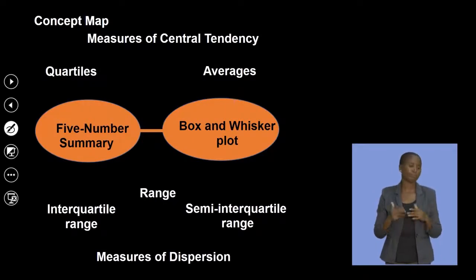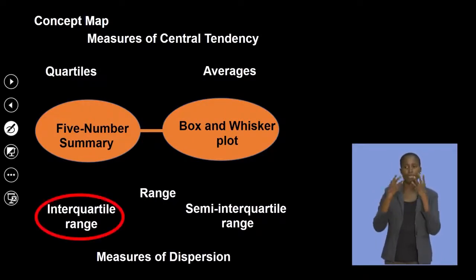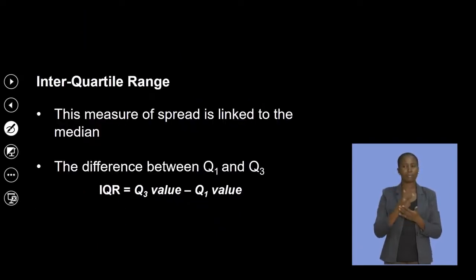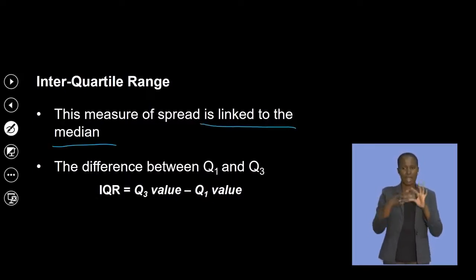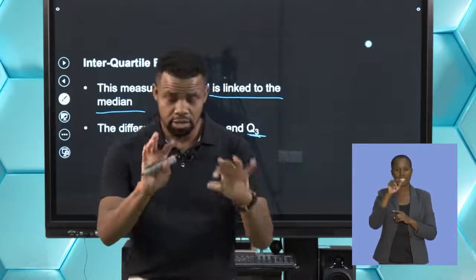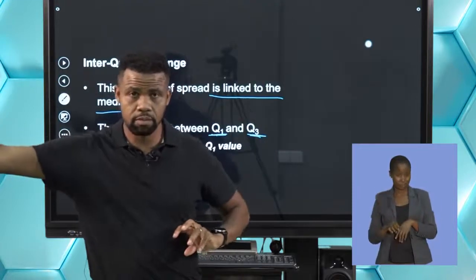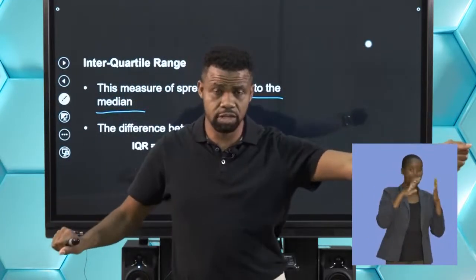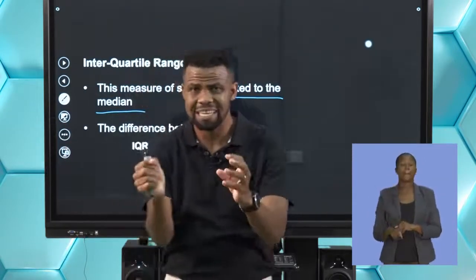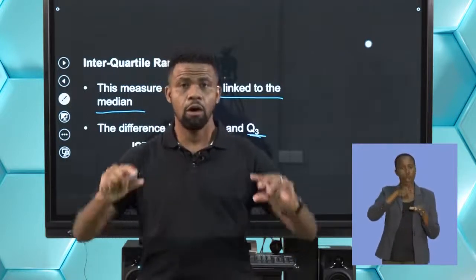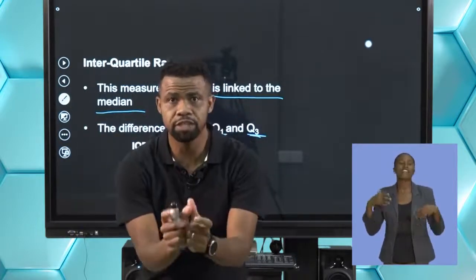So if we look at the 5-number summary, this is what we have. Let's look at the interquartile range. This measure of spread is linked to the median. The difference between Q1 and Q3 is the interquartile range. The range is the maximum minus the minimum, but the interquartile range is Q3 minus Q1, the range of the middle 50% of the data.